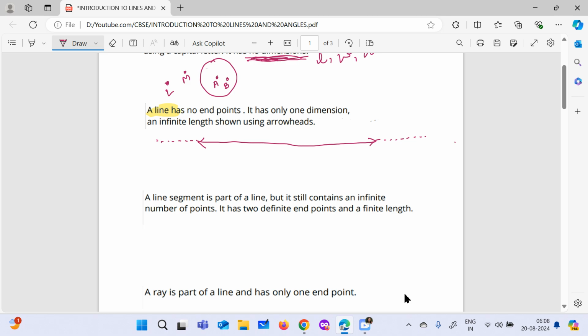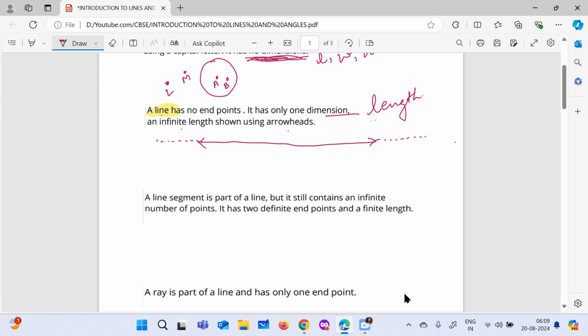A line has only one dimension. What is that dimension? The dimension of a line is length. A line will have an infinite length, shown using arrowheads. These are the two arrowheads because we are representing a line which can be extended in both directions as it has no endpoints. So it is always represented by two arrowheads at both the ends.